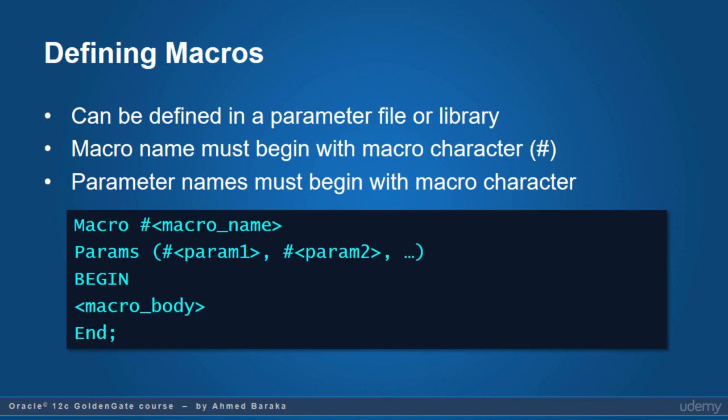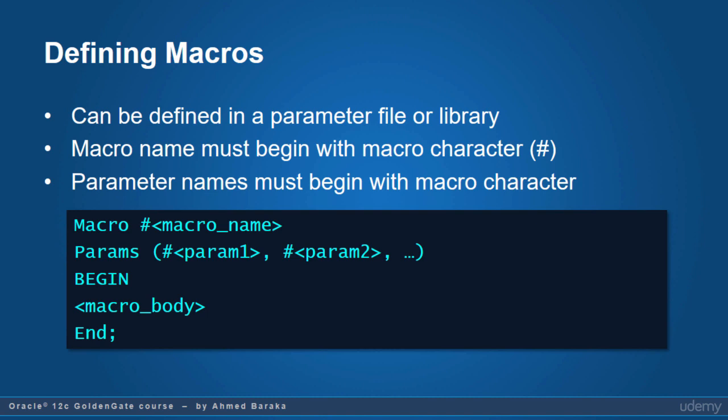A macro can be defined in the parameter file itself, or it can be defined in its own external file. The slide is showing the syntax that you must follow to define a macro. Macro name must start with macro character. By default, the macro character is the hash sign. You have the option to create parameters for a macro. The parameter name must also start with hash sign.